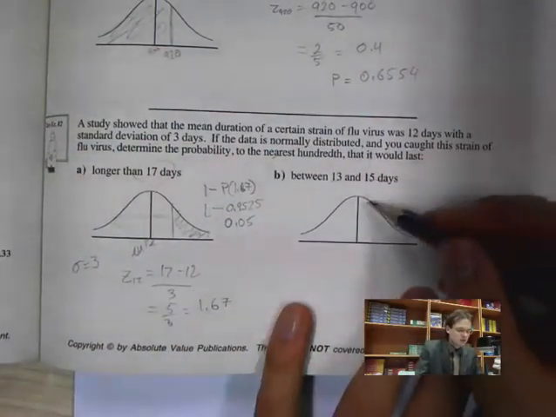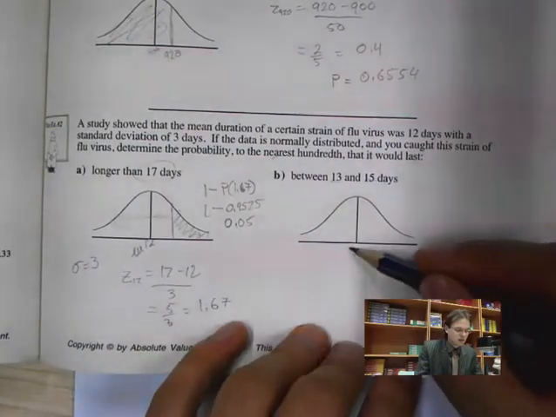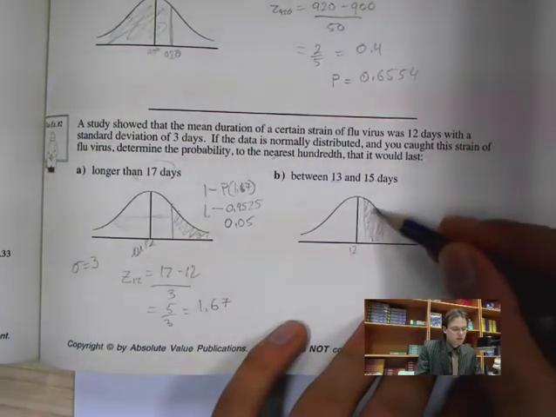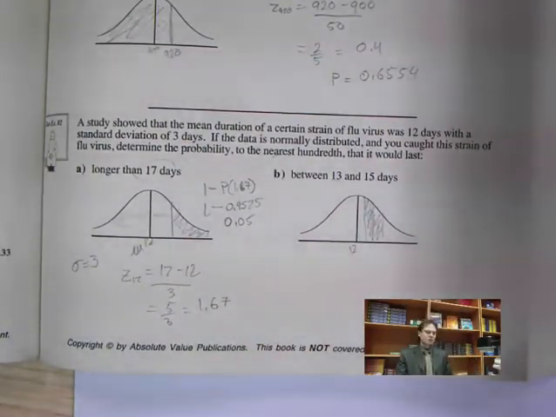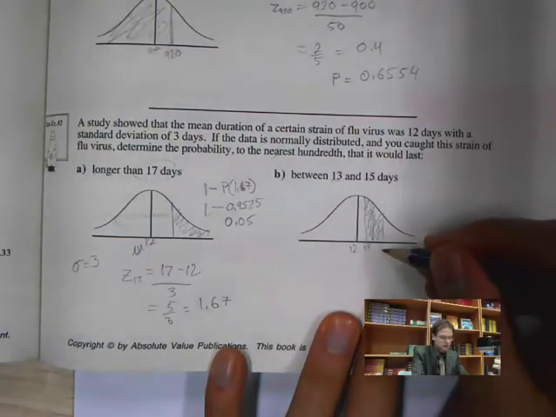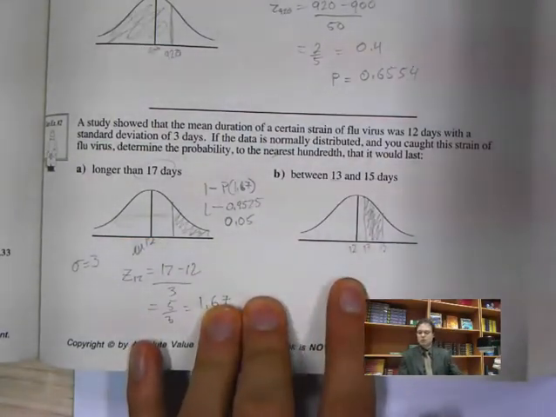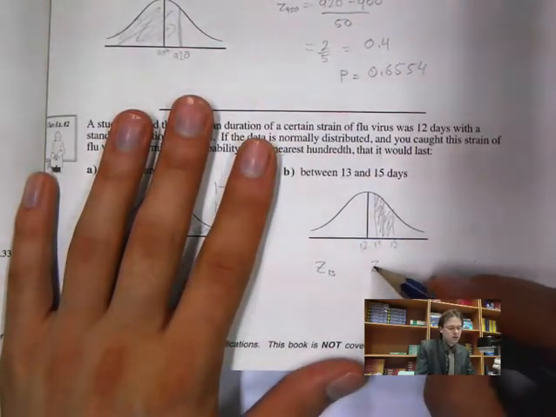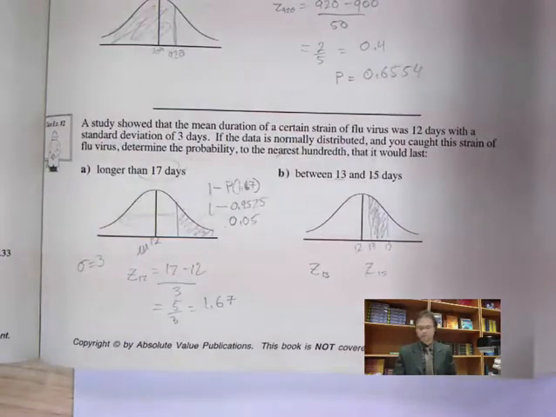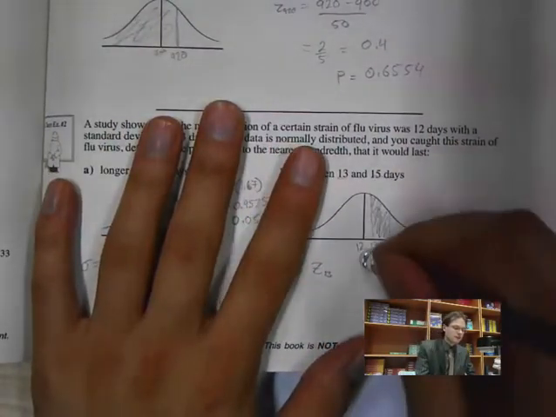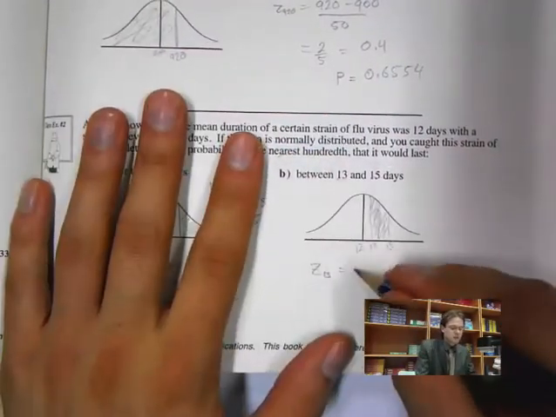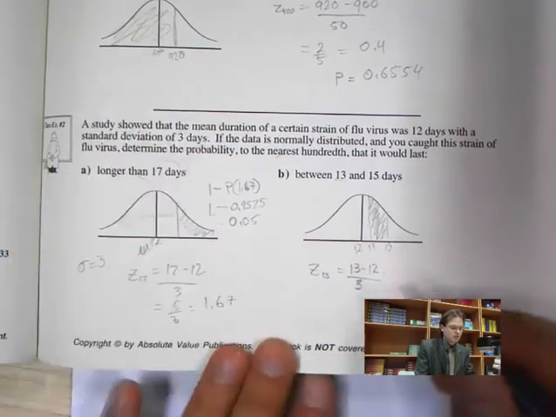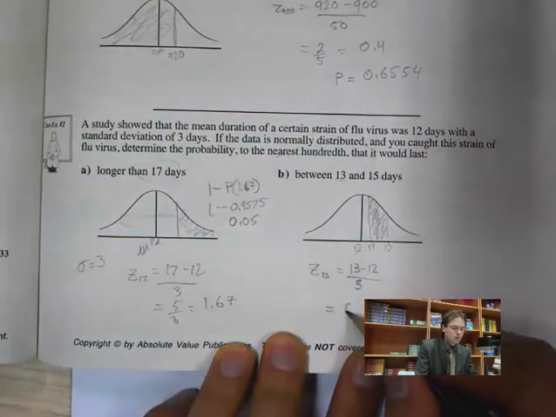Okay, so now we want between 13 and 15 days. 13 is above the mean of 12, and 15 is here. We want everything in between. So first, what must we do? Here's 13, here's 15. We have to find the z-score of 13, and we have to find the z-score of 15. The z-score of 13 is going to be 13 minus 12, all divided by my standard deviation of 3. That's going to give me 1 over 3, which is 0.33.